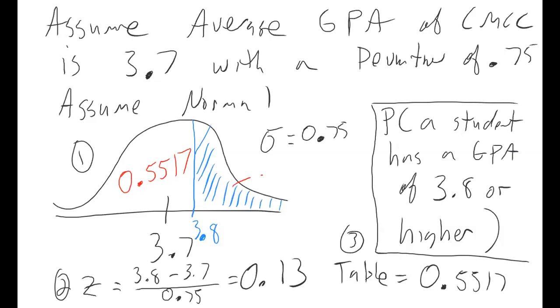So to find this side, you do 1 minus 0.5517, and you get the answer of 0.4483. So there is a 44.83% chance of finding a randomly selected student that has a GPA of 3.8 or higher. Good?